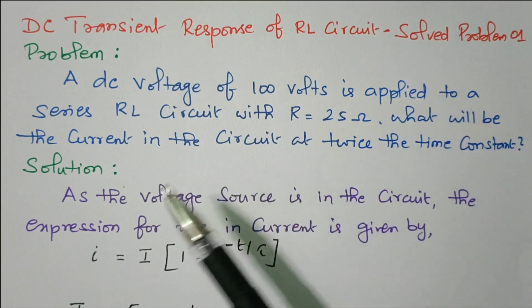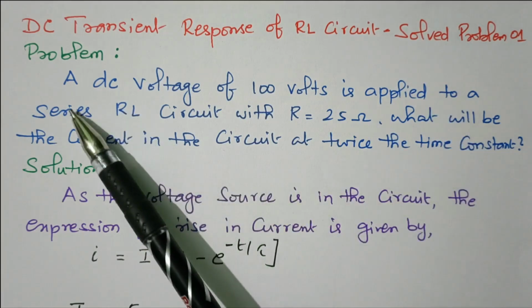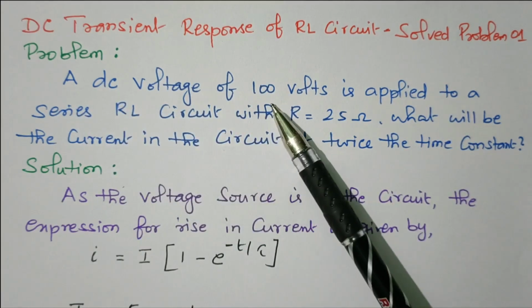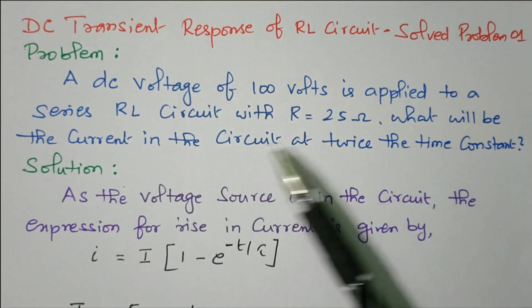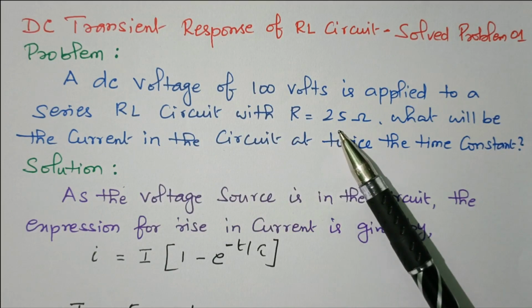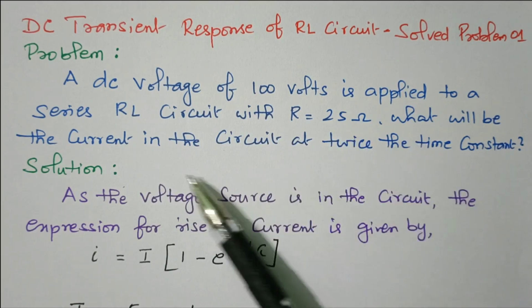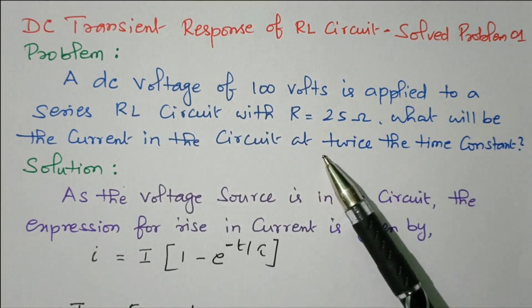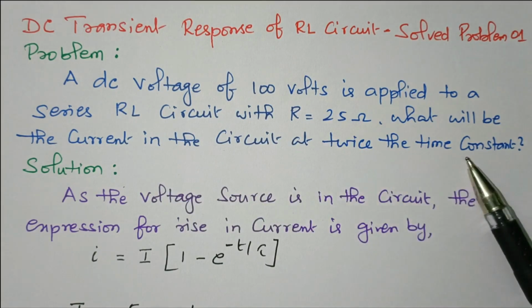Now we'll go to the problem. The statement of problem is: a DC voltage of 100 volts is applied to a series RL circuit with R equal to 25 ohm. What will be the current in the circuit at twice the time constant?